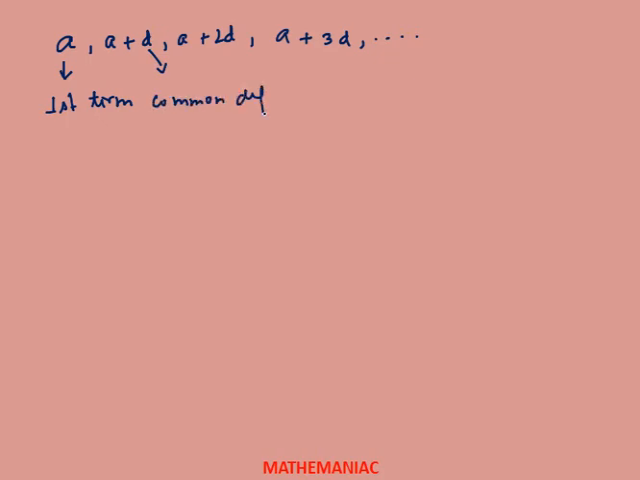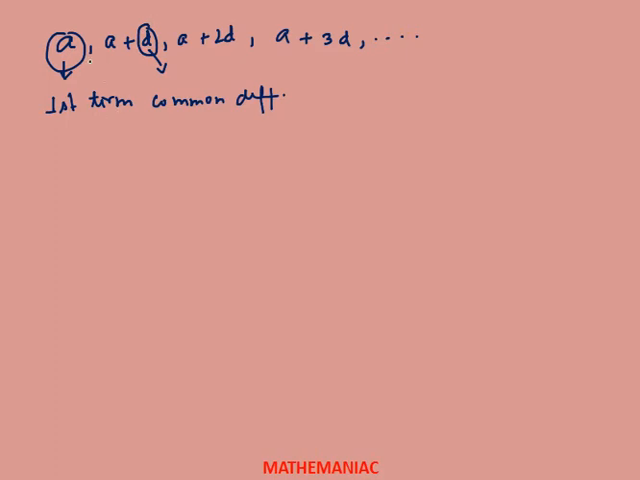So, an AP is a sequence whose general form is this: A, A plus D, A plus 2D, then A plus 3D, etc. Right? As you already have the idea, I will not take much time explaining this. This is known as the first term, and this D is known as the common difference, right? This is the first term of the AP, and this D is the common difference of the AP.